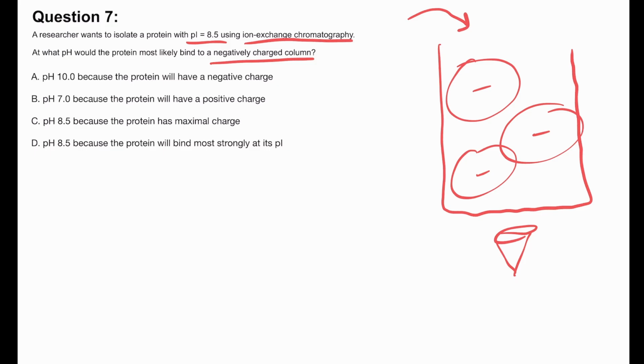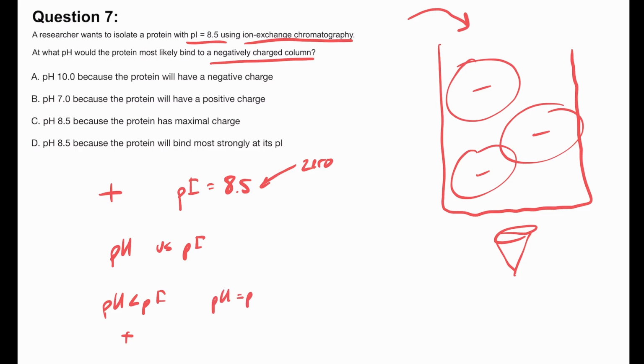We know that if we want something to bind to a negatively charged bead, it has to have a positive charge. We also know that the pI of whatever we're looking at is 8.5. And so remember, this is just the pH that makes the protein or the sample have a net charge of 0, or be a zwitterion. Okay, so let's just think about the relation of pH versus pI. Remember, if pH is less than pI, our sample will be positive. If pH equals pI, our sample will be neutral. And if pH is greater than pI, our sample will be negative.